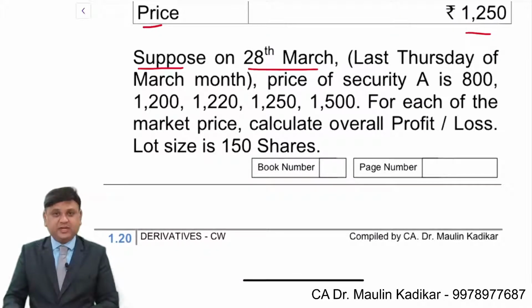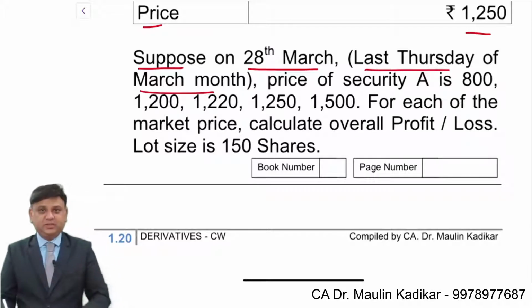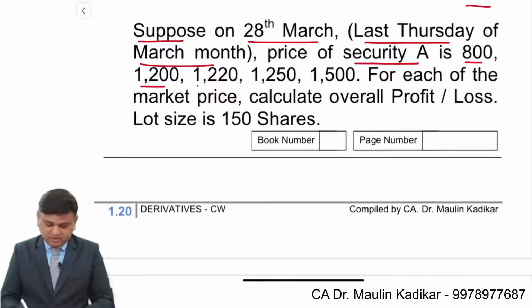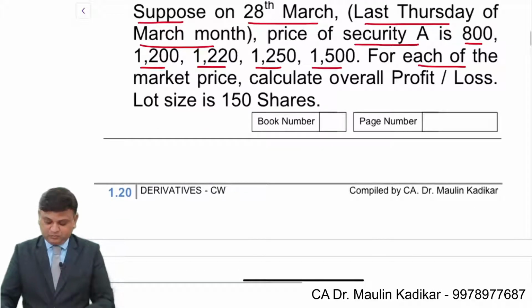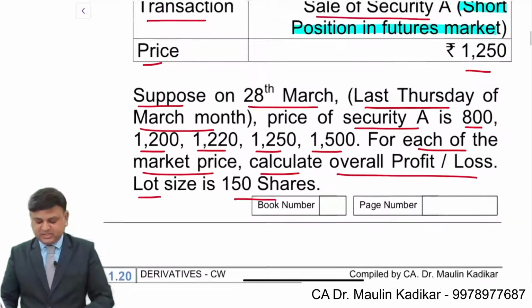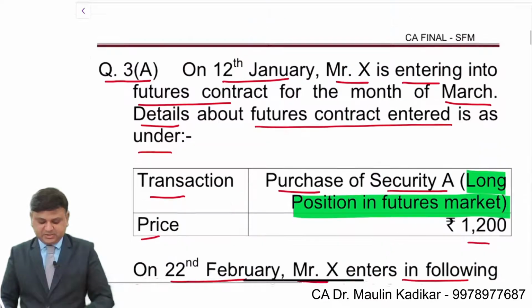Suppose on 28th of March, last Thursday of the March month, price of the security A is 800, 1200, 1220, 1250, 1500. For each of the market price, calculate overall profit or loss. Lot size is 150 shares. That is the question.